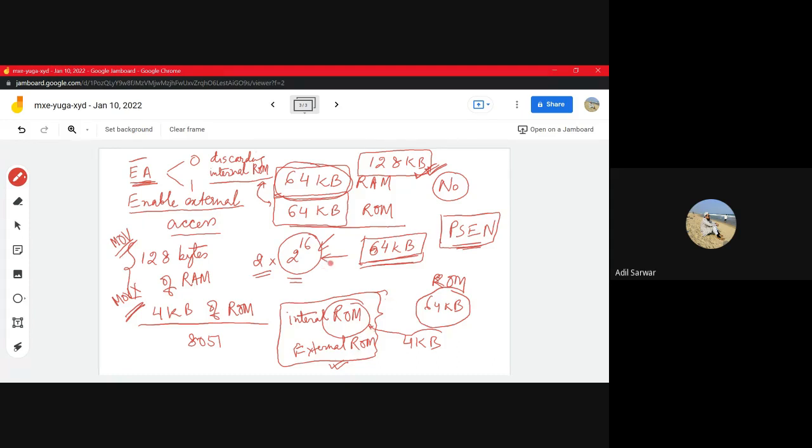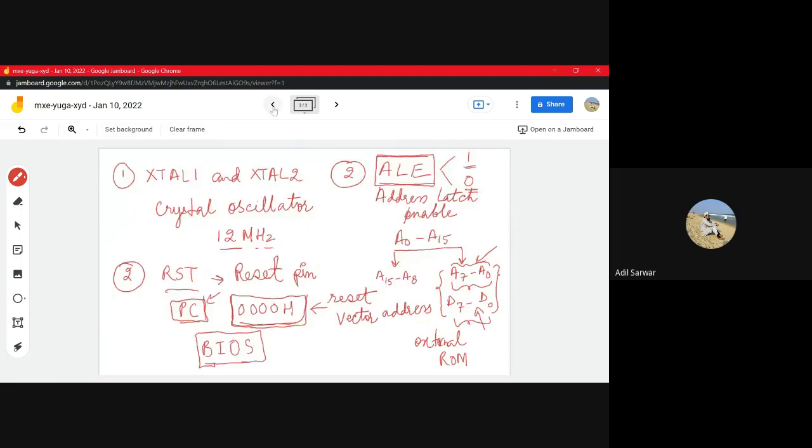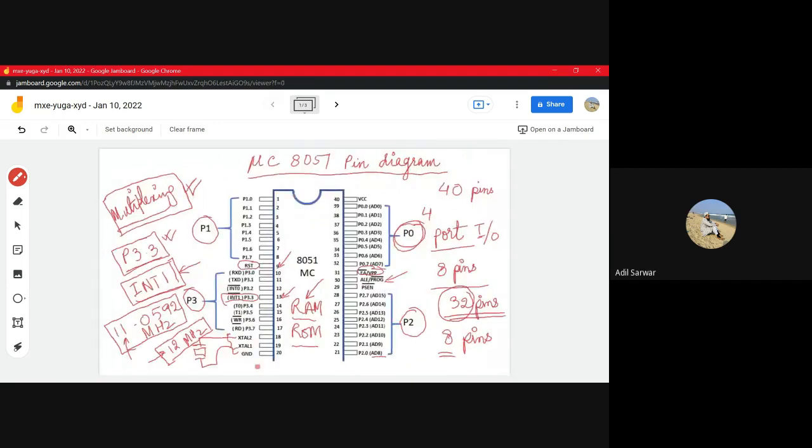Okay, so let's move to some other pins. We have this ground and VCC. VCC is connected to plus 5 volts and ground is grounded. These two pins are connected to one 5-volt power supply, and the other is grounded.